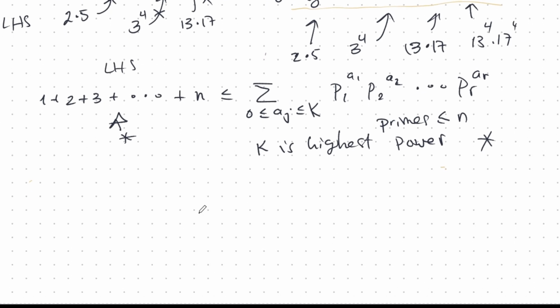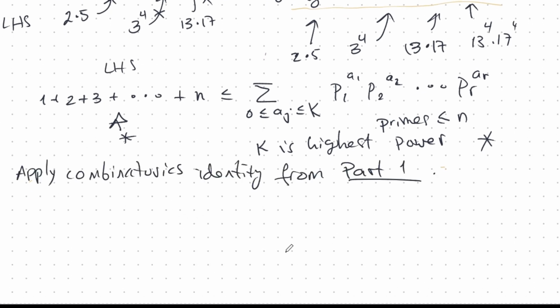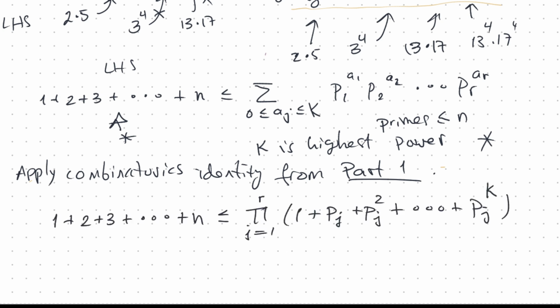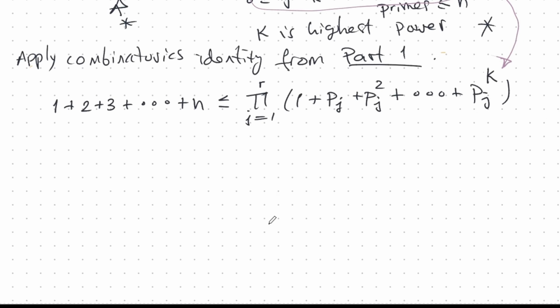All right, so now what do I do? Well, now I apply that combinatorics identity that I derived from part 1. So what I did is I used the combinatorics identity. I took this and I got rid of it. I substituted it for this, the other side of that identity, and I got that. And this is a very beautiful inequality, very interesting. And I'm sure that you can see that this is also true when I substitute for pj. I substitute 1 over pj.